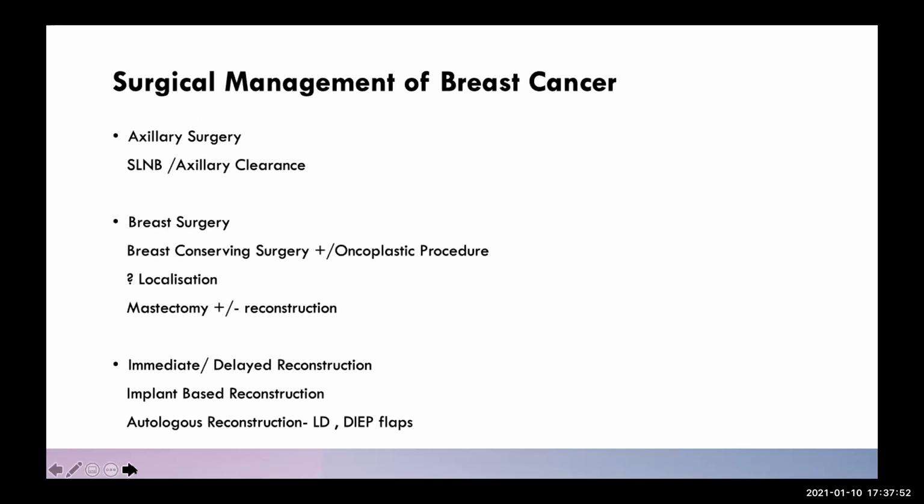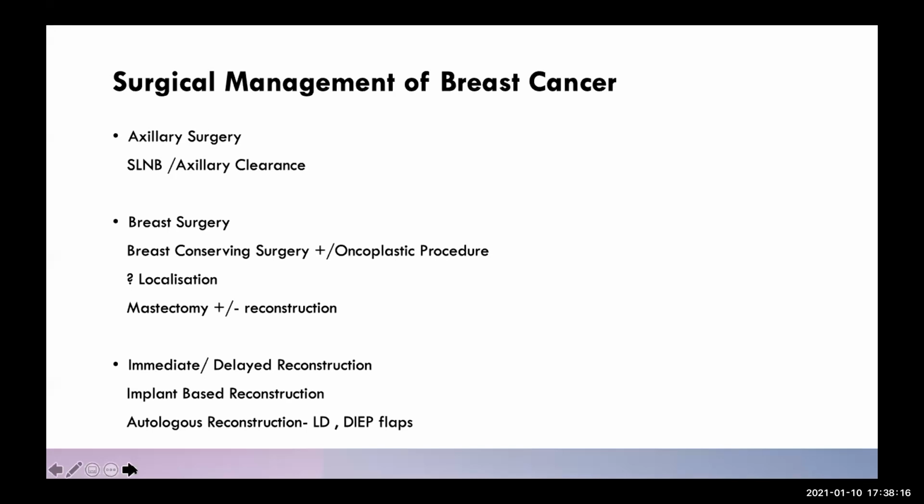With regards to the surgical management of breast cancer, any lady who is having an invasive tumor operated upon would require an axillary surgery. Now, if the nodes look normal or benign on the biopsy, we do a sentinel node. Otherwise, we do a clearance if we have histological evidence of axillary lymph node involvement preoperatively.